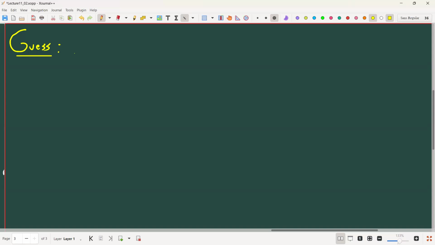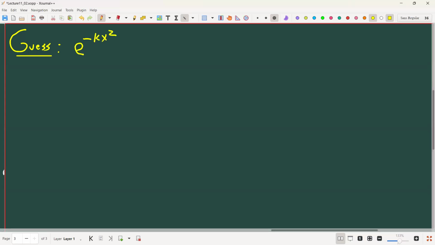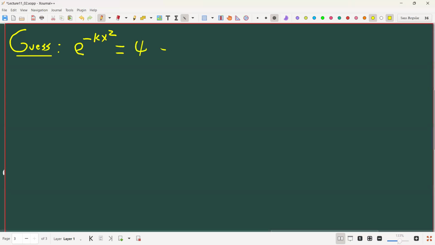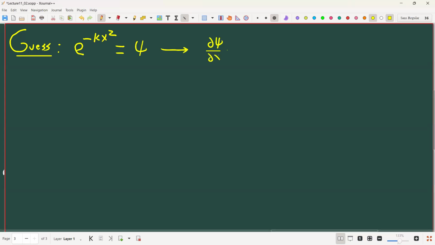So let's try this expression: e to the minus kx squared. What if psi looks like this instead? Well, if I take the first derivative of psi with respect to x, I take the derivative of the exponent, which gives me minus 2kx e to the minus kx squared.